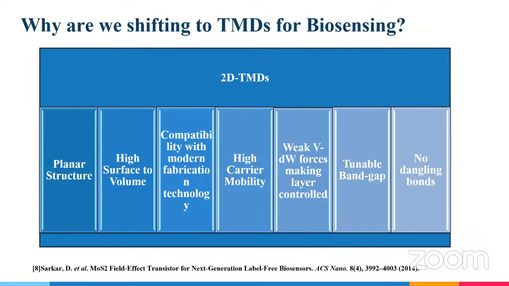It doesn't have any dangling bonds, so scattering is very less and leakage current is very less. It has a tunable band gap. It means by increasing or decreasing the layers, bilayer, monolayer, trilayer, we can tune the band gap. It has weak van der Waals forces between the layers, so it can easily be exfoliated into different numbers of layers. And not to mention, it has high carrier mobility, and obviously it is compatible with modern fabrication technology.